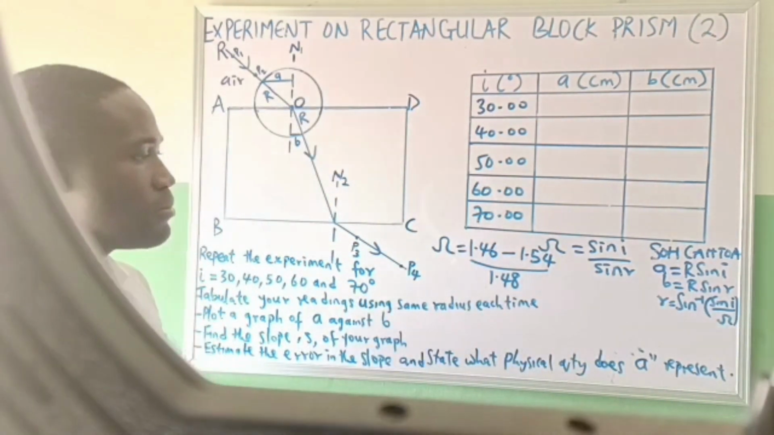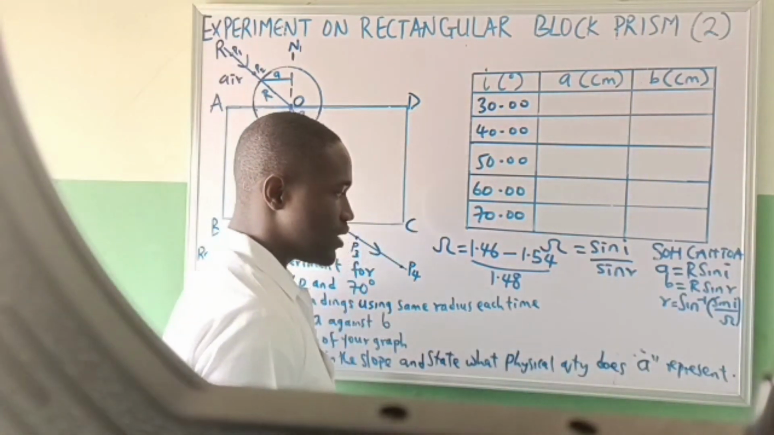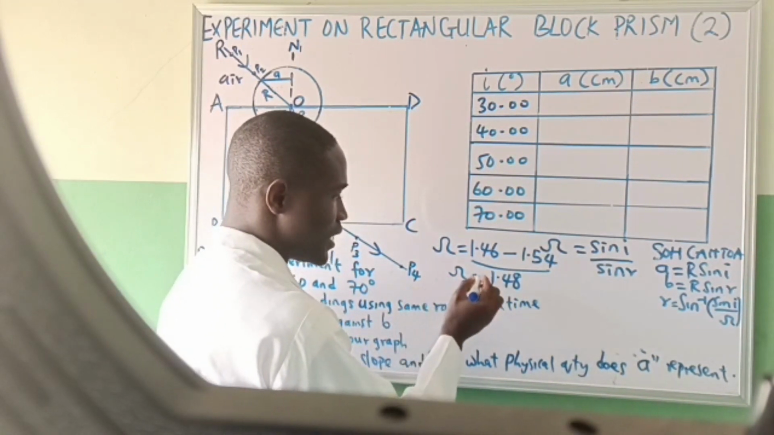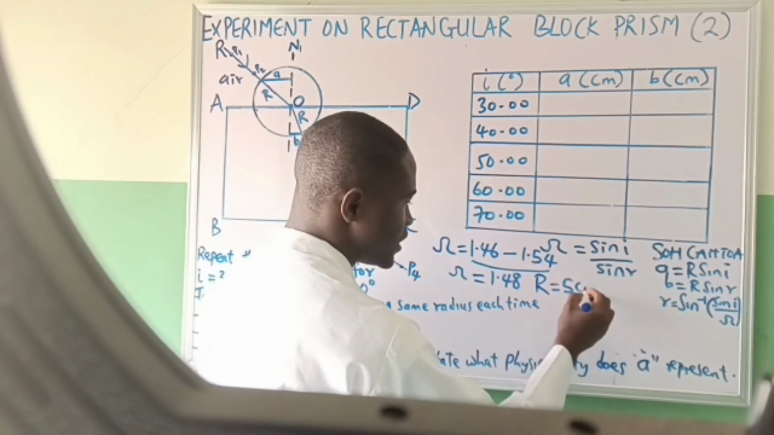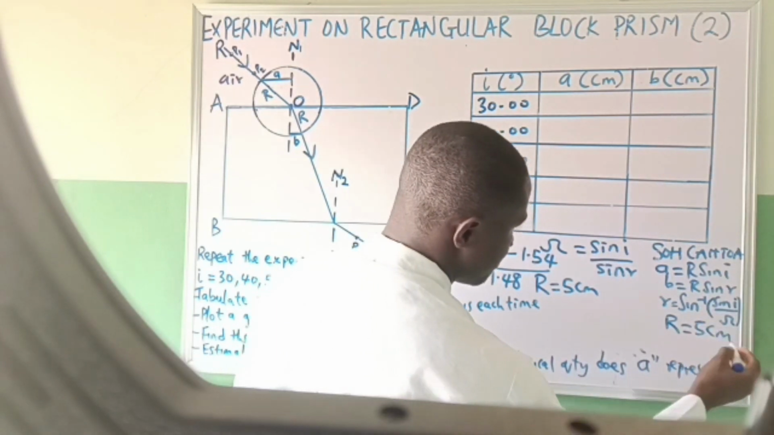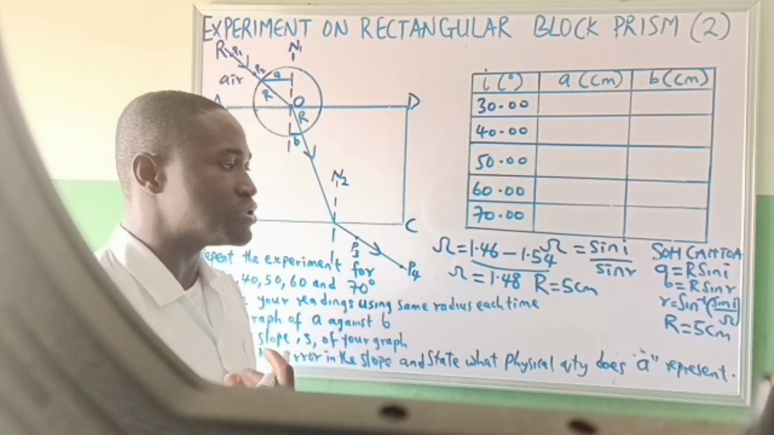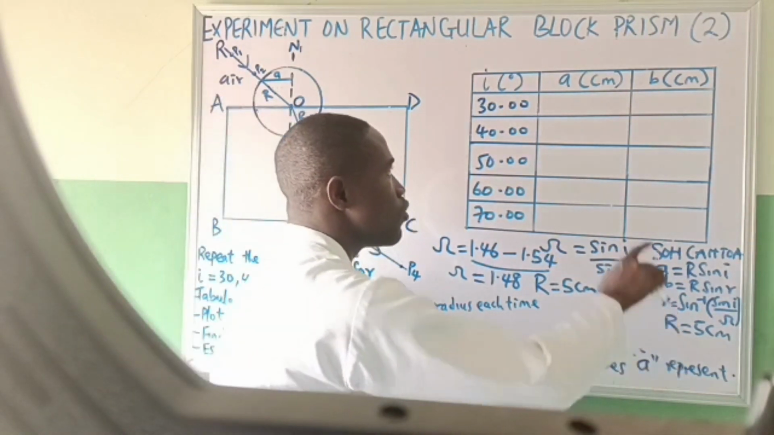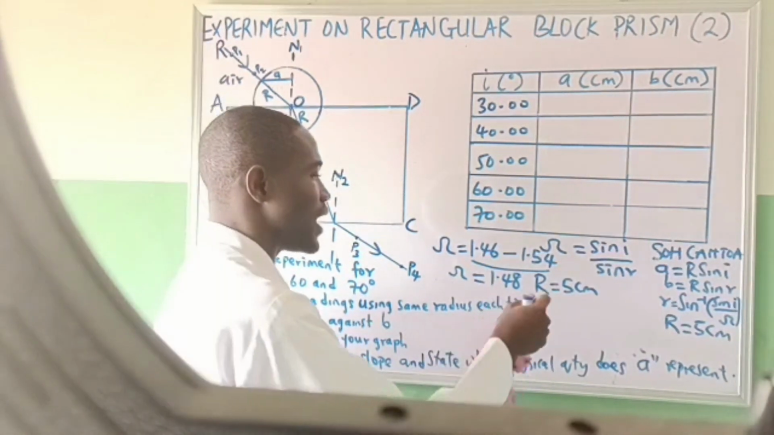Let's see how to do it. Let's get our A first. This is the refractive index we are using: refractive index equals 1.48. Radius is equal to 5 cm, so we'll be using capital R as 5 cm. You can put any radius you want: 1, 2, 3, 4, 5, 6, 7, any number you want. But that number will be unique, and you will use it throughout.